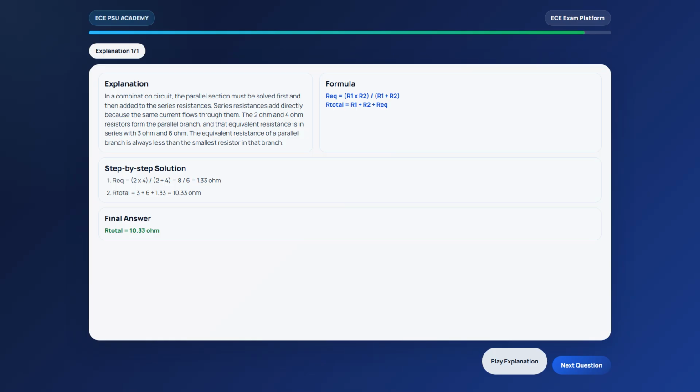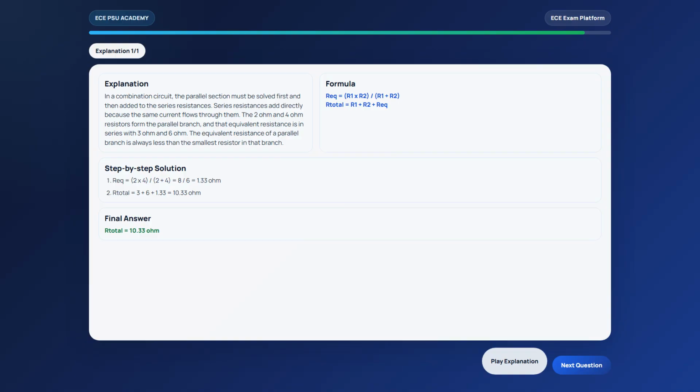Equivalent resistance equals resistance 1 x resistance 2 divided by resistance 1 plus resistance 2, total equals resistance 1 plus resistance 2 plus equivalent resistance. Now take the reciprocal to get the actual equivalent resistance. Now calculate, equivalent resistance equals 2 x 4 divided by 2 plus 4 equals 8 divided by 6 equals 1.33 ohm.